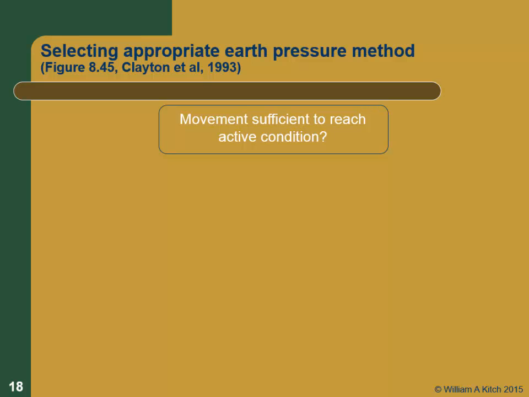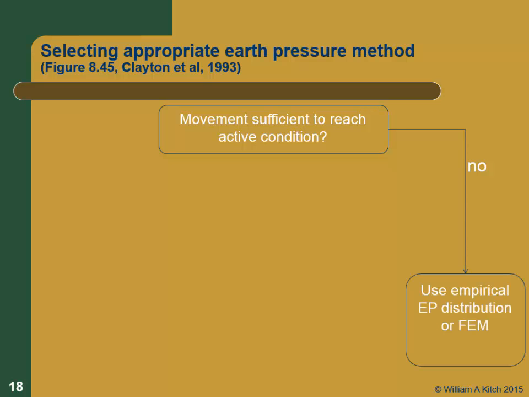So in the case of tieback walls, what's the answer? No. Right? So if the answer is no, then you're going to have to use either one of those empirical earth pressure diagrams, or you're going to have to use a finite element analysis. The finite element analysis is the only thing that has a stress-strain relationship in it, so that's the only way you're going to get the conditions.